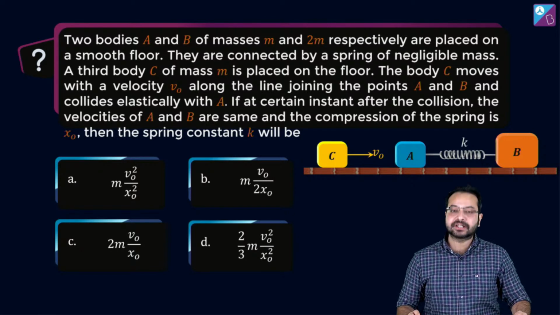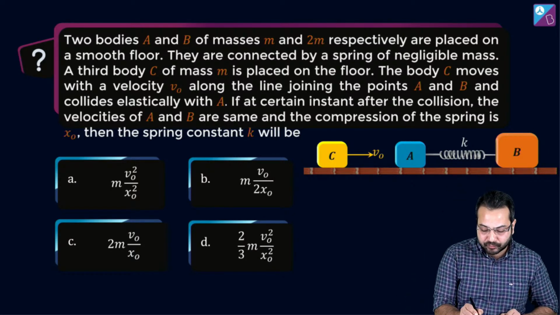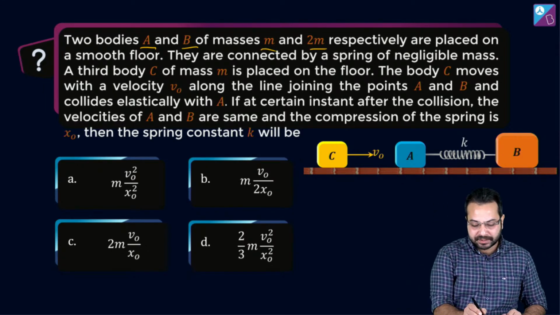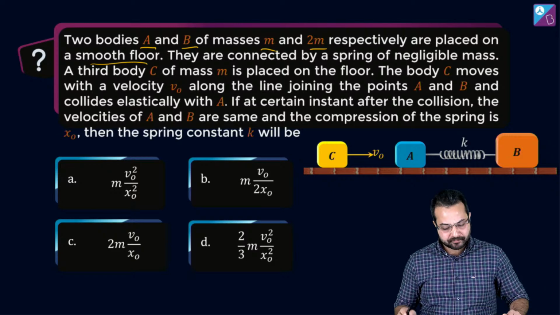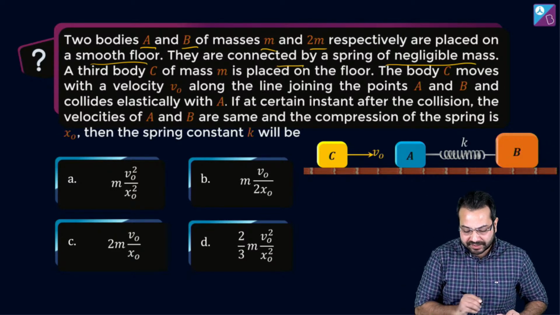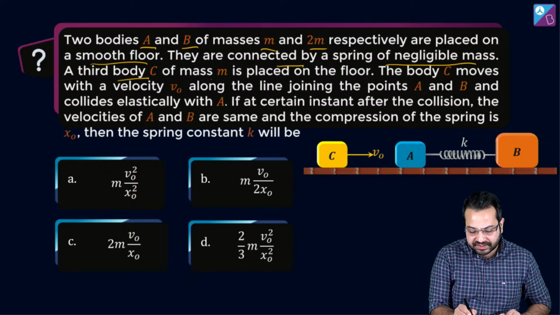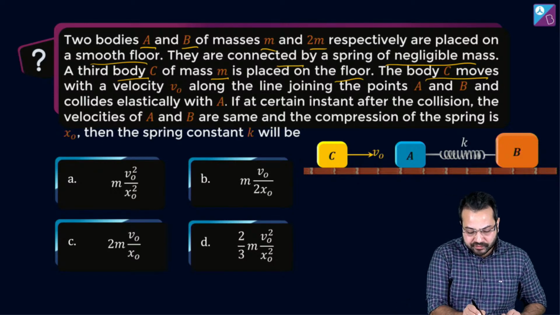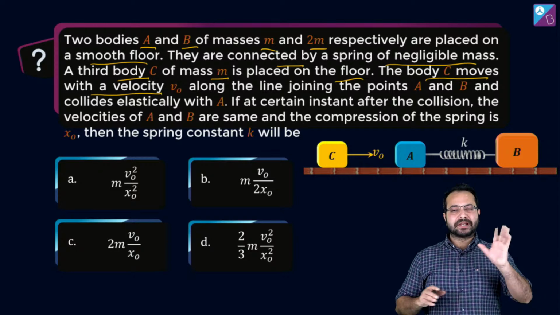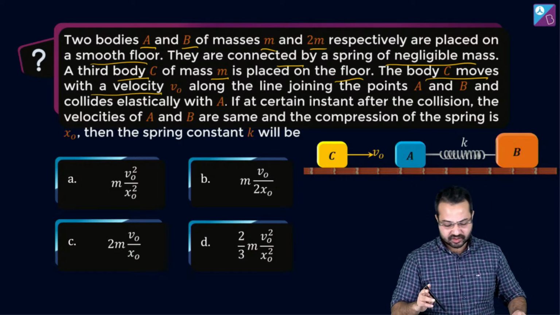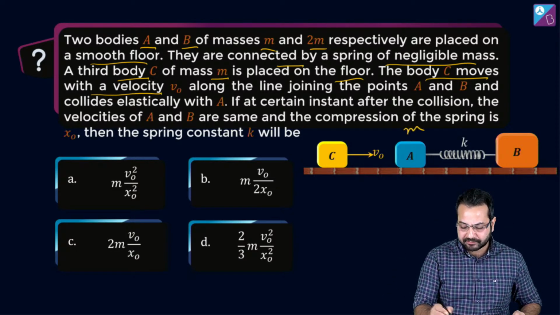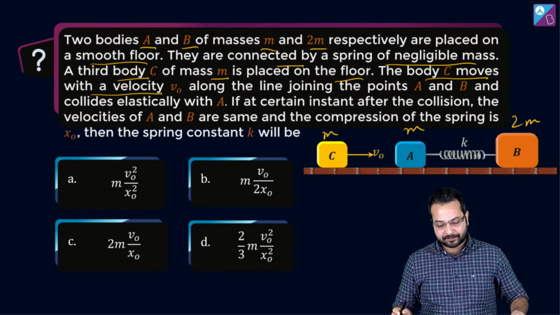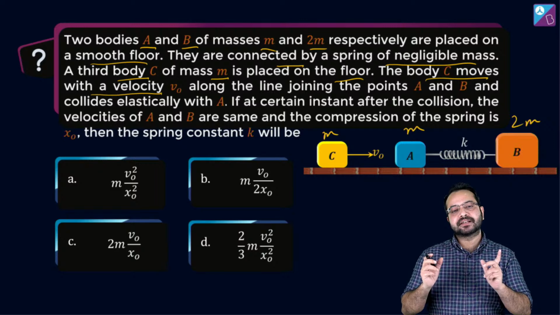Okay, it's a long question. Let's go through it. So we have two bodies A and B of masses m and 2m respectively, placed on the smooth floor. They are connected by a spring of negligible mass. A third body C of mass m is placed on the floor. The body C moves with the velocity v0, or too many words, I'll explain it to you. So we have A, which has a mass of m, B, which has a mass of 2m, we have C, which has a mass of m. Now A and B are connected by a massless spring.